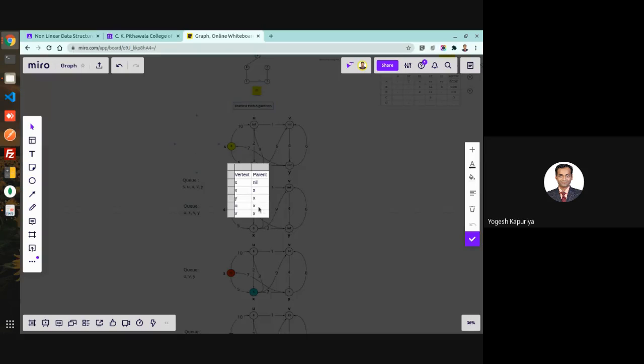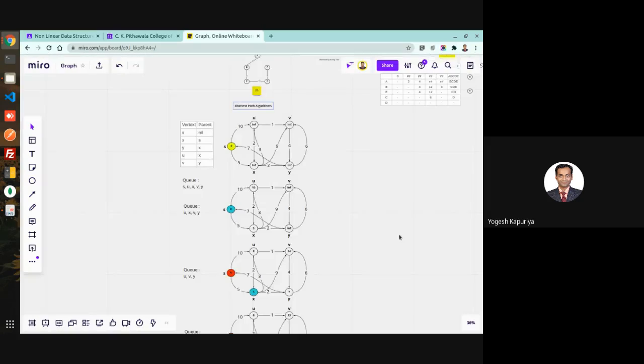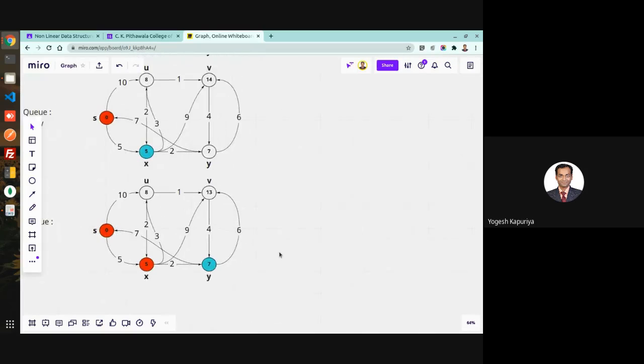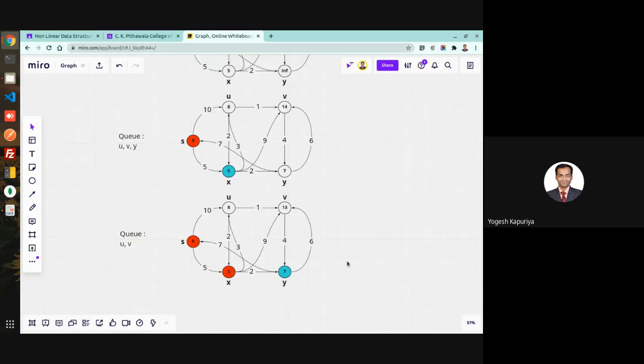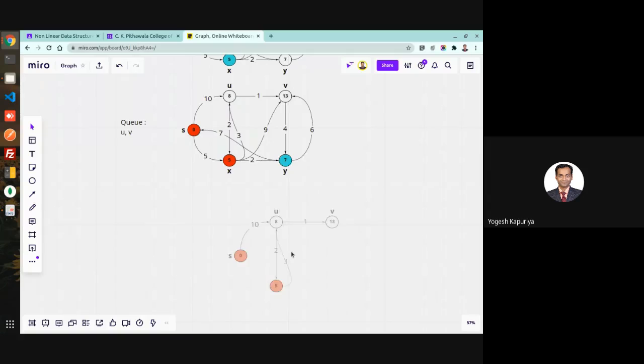So parent of V is updated to Y. Right. So that's it. There are only two adjacent vertices of Y. So this is done. Next, you will extract one more vertex from Q.